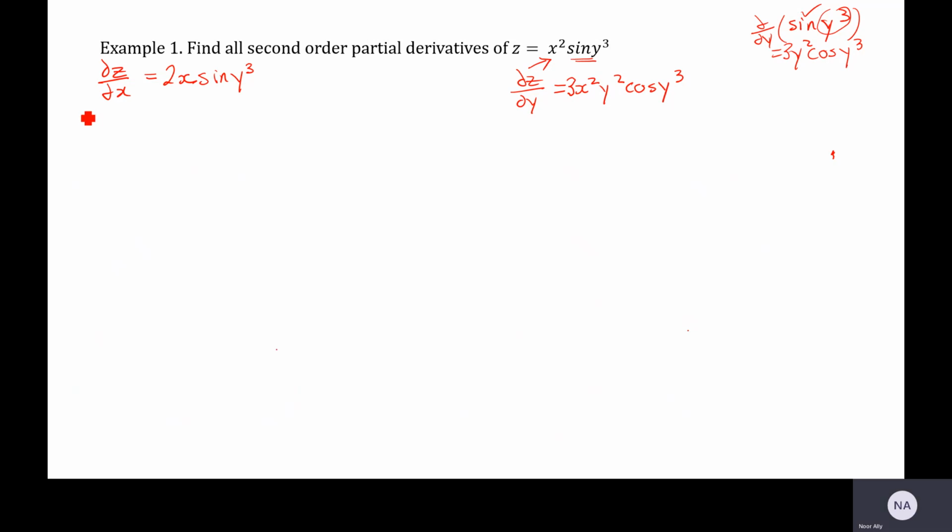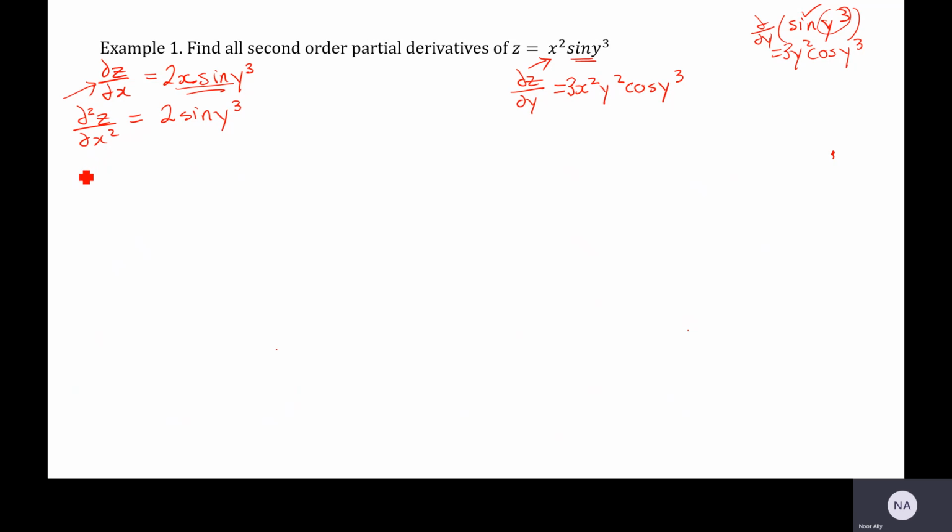Okay, let's find the second. Partial d2z dx squared. What does that mean? It means take that one and differentiate that answer with respect to x. So if it's with respect to x, you will leave the sine y cubed because that's a constant and differentiate 2x. What's your answer? 2. So the second partial derivative of z with respect to x, in other words, partial d2z dx squared is equal to 2 sine y cubed.